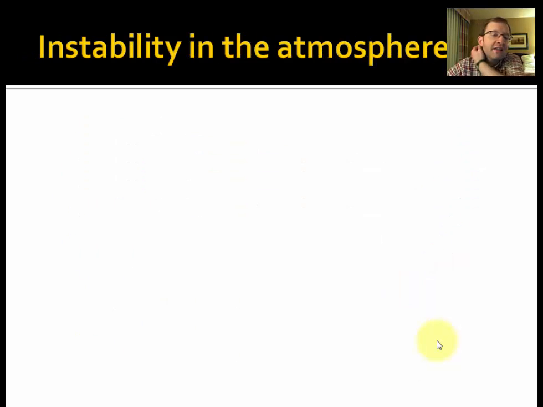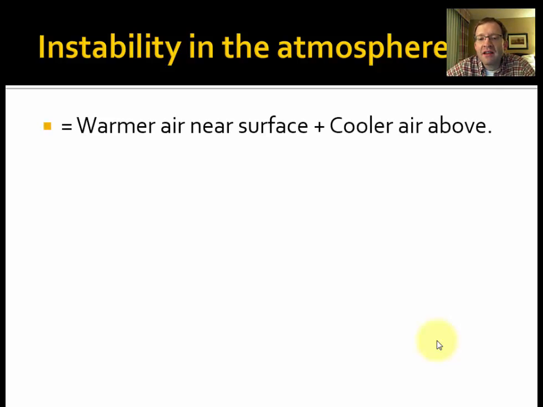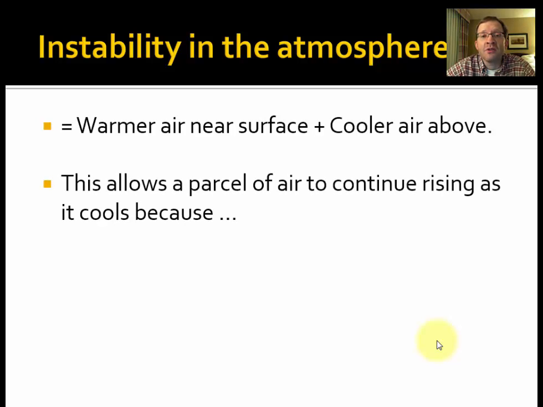Now, the second ingredient is instability in the atmosphere. An unstable atmosphere, or to have instability, simply means that you have warm air at the surface and you have cooler air above. Why is this considered unstable? This is actually fairly normal. So normal and unstable sort of go together here. This is considered unstable because it allows air to continue to rise.